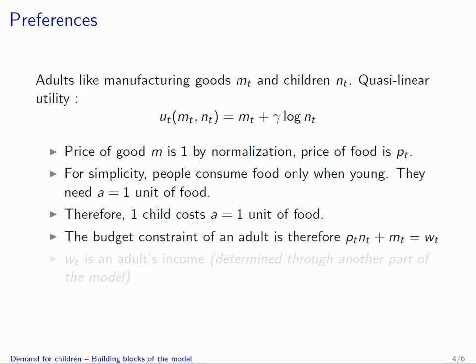Then the budget constraint of any adult in this economy is P_T N_T, the cost of raising children, plus M_T, the cost of manufacturing goods, which should be equal to W_T, where W_T is the income of the adult. So in this video, we won't try to determine the income of the adults here. So we just assume that this is something that is given to us.